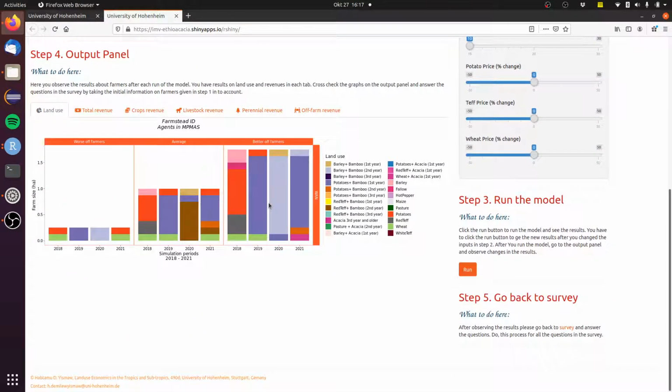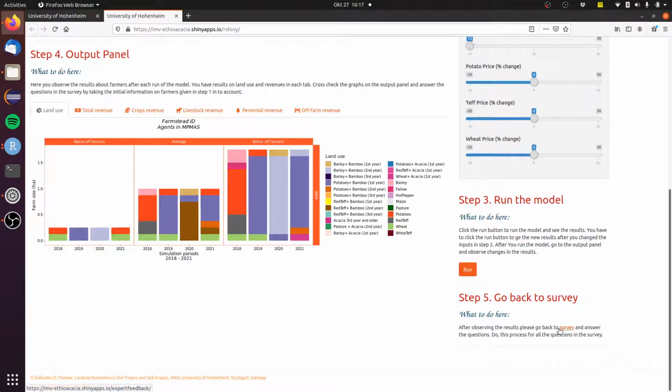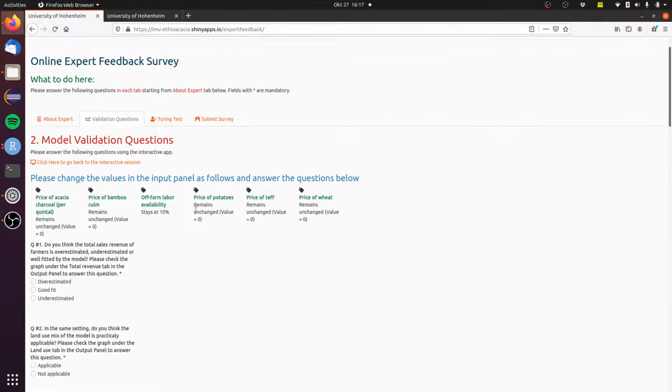And the last part in the interactive model validation is the part where, if you want to go back to the survey, you just click this and it will redirect you to the survey. But since you have already opened the two tabs in parallel, you don't need to click this one and then go back. Now let's do the questions.